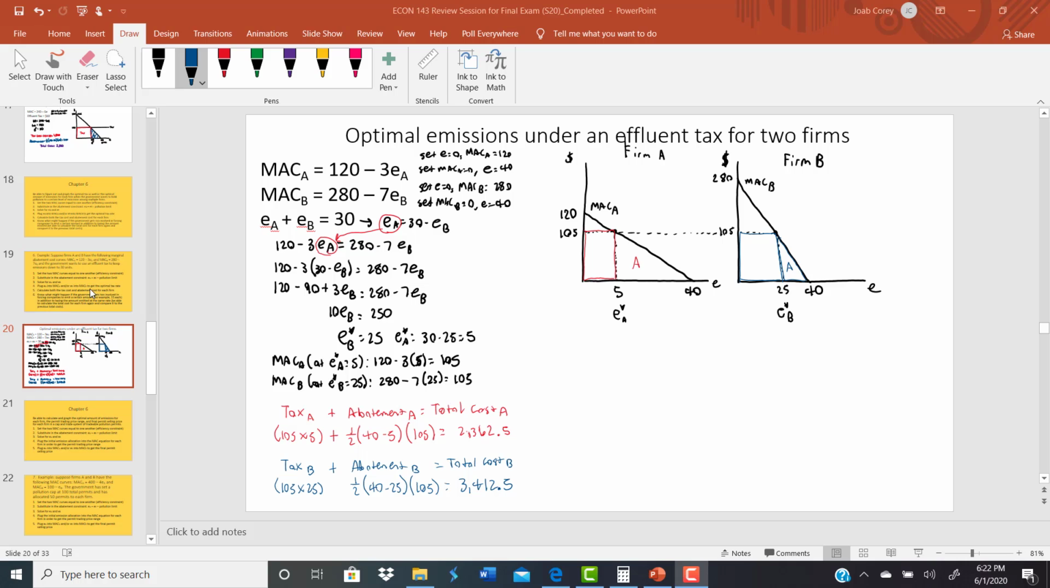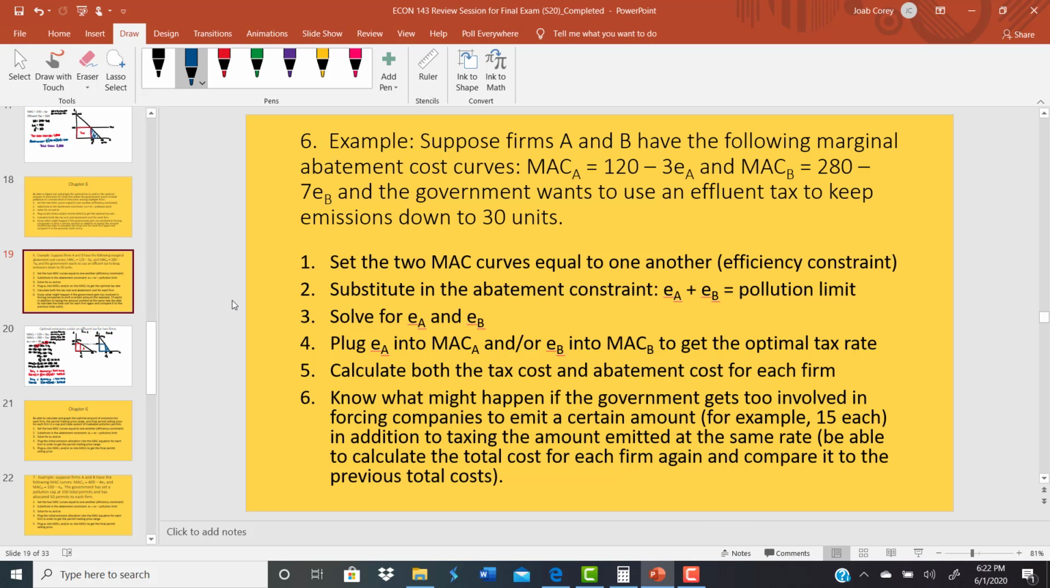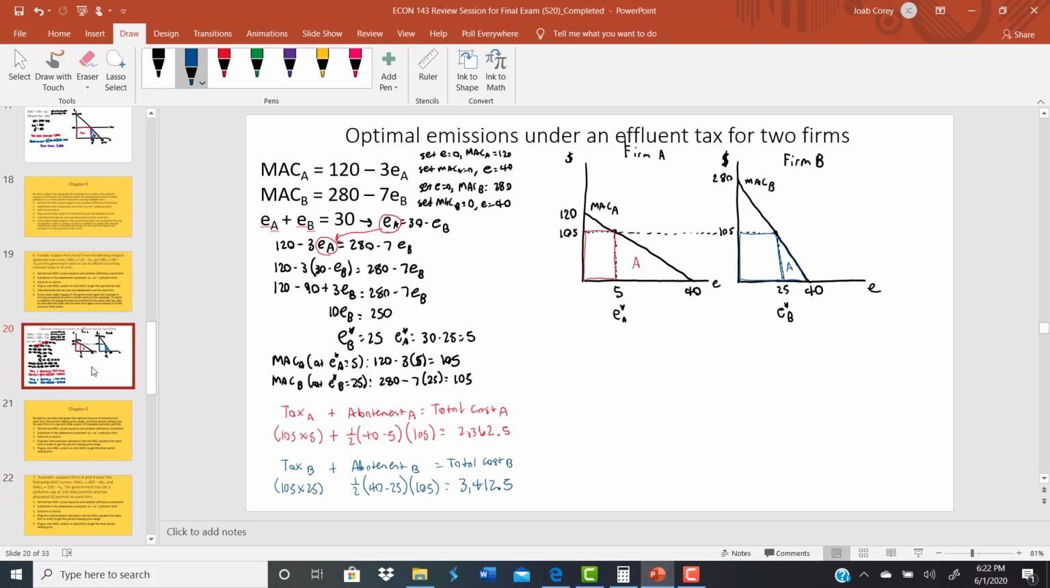So if we look back at the last slide, it says, know what might happen if the government gets too involved in forcing companies to emit a certain amount, for example, 15 units each, in addition to taxing the amount emitted at the same rate. So again, be able to calculate total cost for each firm again and compare it to the previous total cost. So let's go ahead and do that real quick to make sure that you understand how.